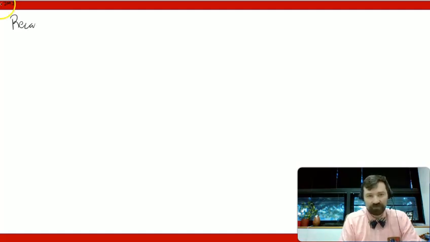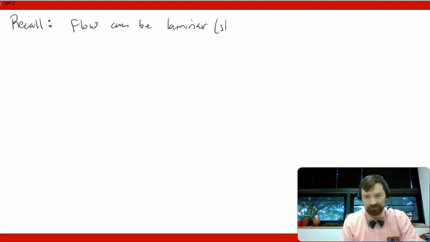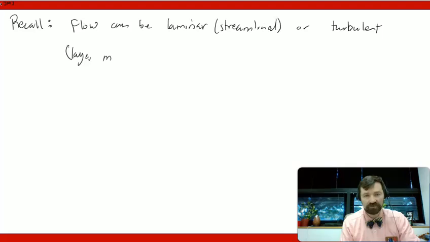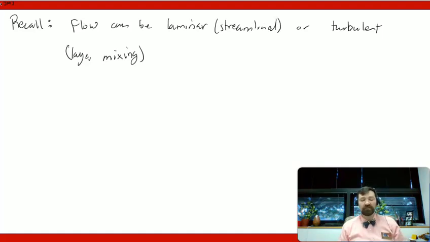So we can begin by recalling that, among other things, fluid flow can be either laminar, which is like streamlined and smooth flow, or it can be turbulent. And turbulent basically means not streamlined, not smooth. Layers mix is one way of saying it. So layers mixing would be a type of turbulence, adding a lot of angular rotation within the flow.